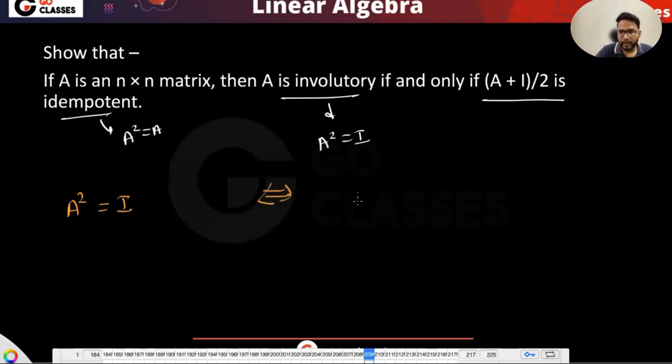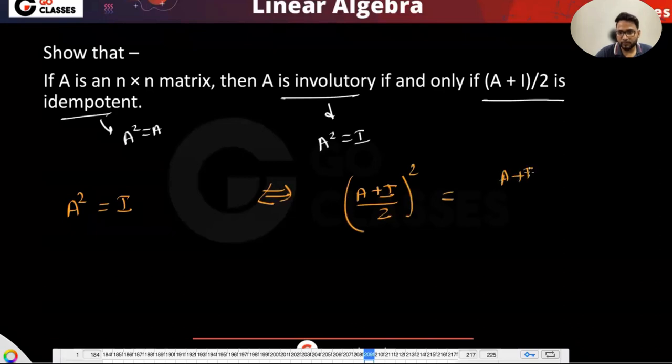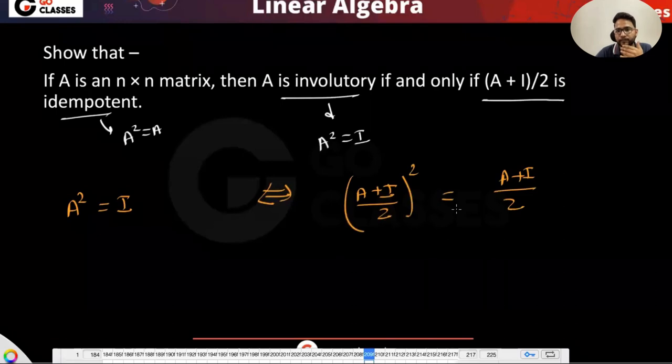if and only if (A plus I by 2) square equal to A plus I by 2. Let's just prove this. Okay, let's just prove this direction first, which means let's say that A square is identity, then this happens. Let's just try proving it.